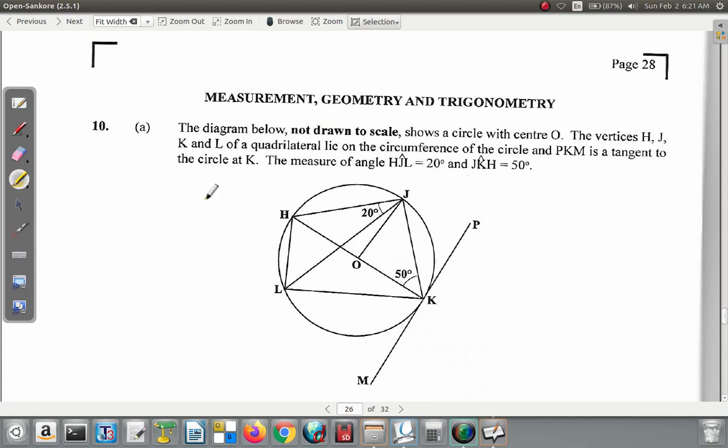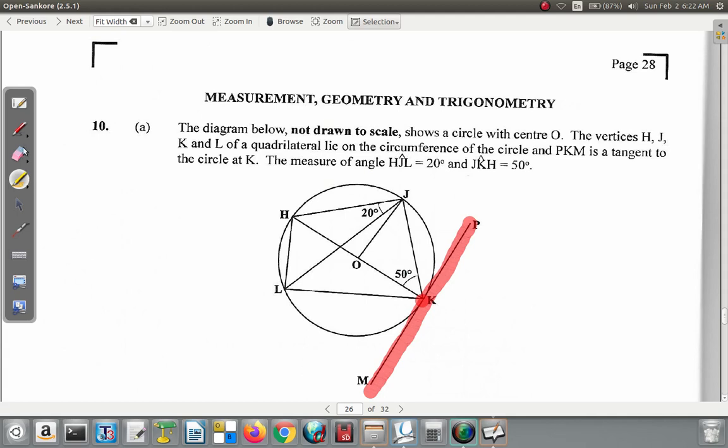So a quadrilateral, a four-sided figure, is this: H, J, K, L. And then of course we close it by going back to H. And PKM is a tangent to the circle. So the line PKM is a tangent to the circle at K. That means it touches the circle at K. It just touches, it doesn't cut through the circle.